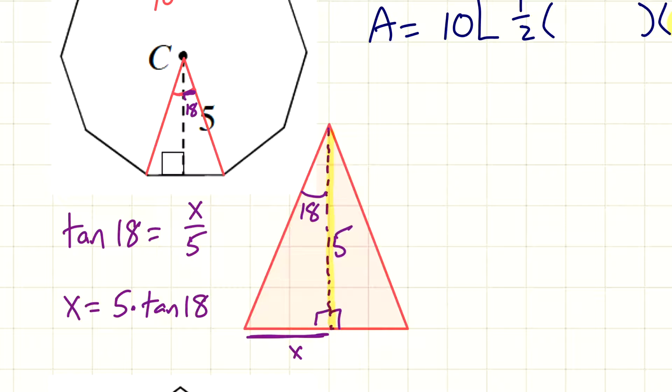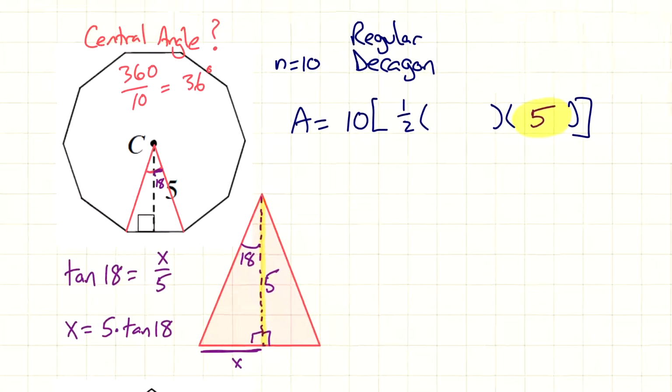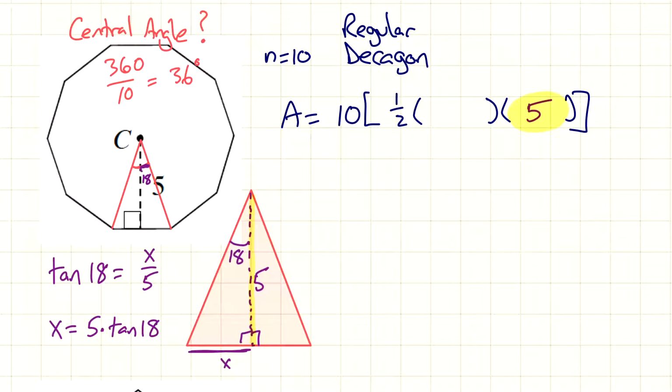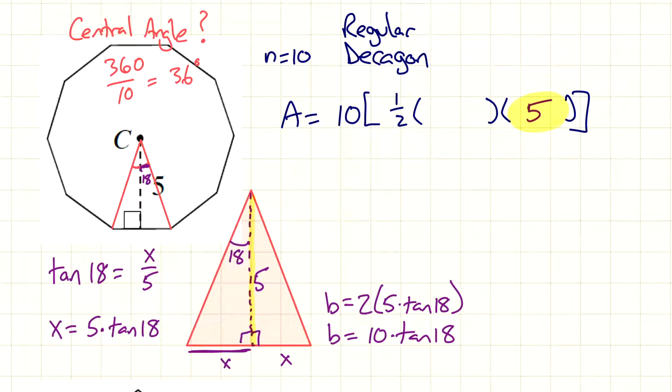All right, so what do I do with that information? Well, we don't need to know just x, we want to know the whole base. That means there are actually 2 x's here. So the base is actually 2 times 5 tangent 18, which is 10 times tangent of 18. That's what we're going to put up in this formula. 10 times tangent of 18.